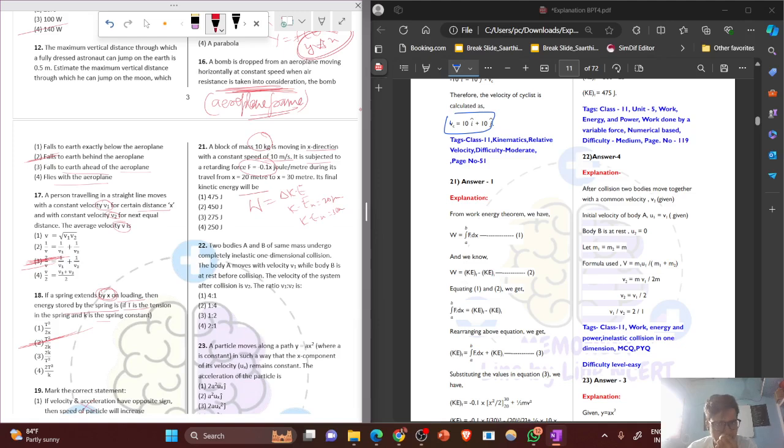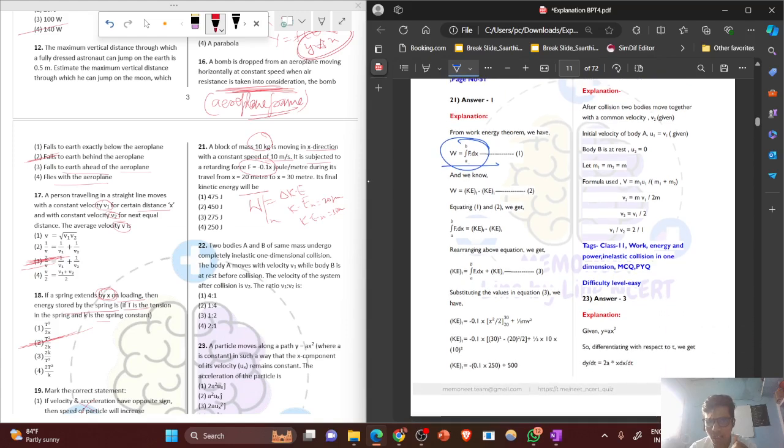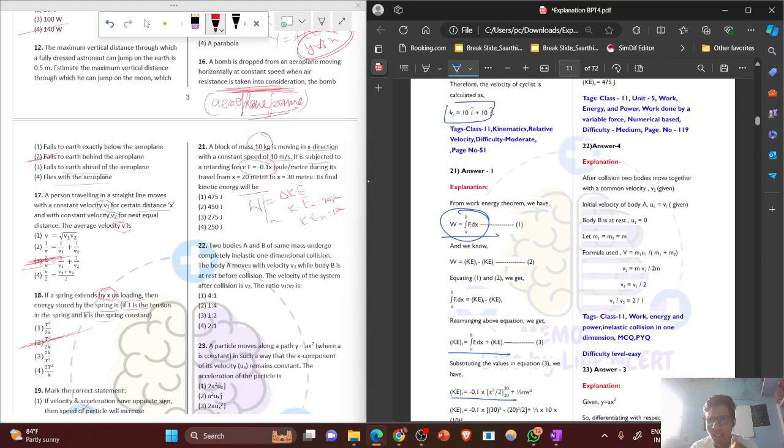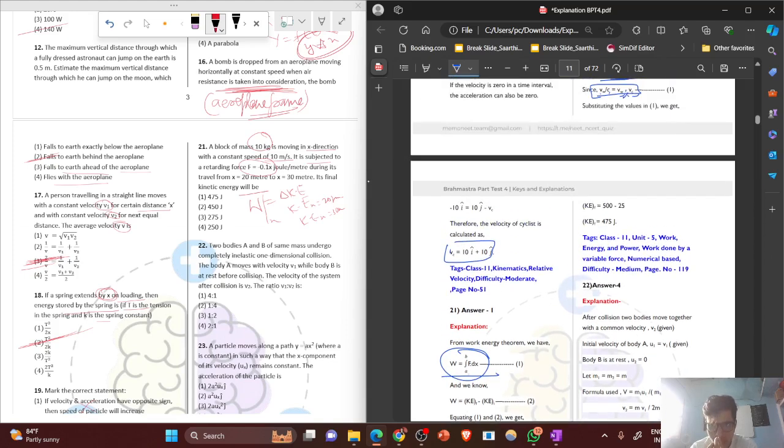Just calculate the kinetic energy through work: work at x equal to 20, work at x equal to 30. Use this integration formula and calculate at x equal to this and x equal to that. Put the value here and you get the final kinetic energy, then you get the initial kinetic energy, and then subtract them.